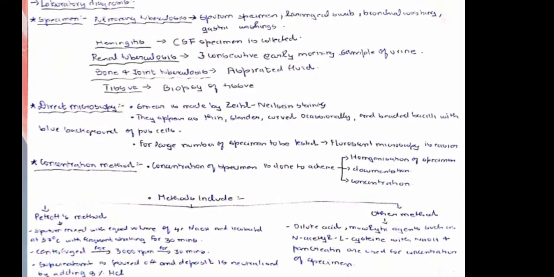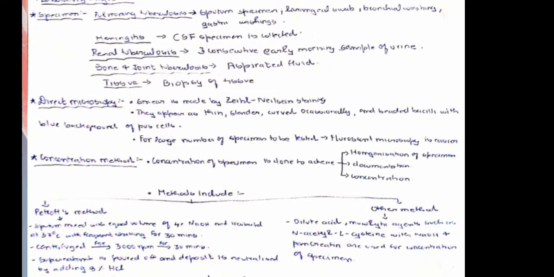Coming to the direct microscopy, how will the smear look? The smear is mainly made with the Ziehl-Neelsen staining. As you have already discussed, it has a mycolic acid coating over it, which resists the staining done with the help of H&E stains. They appear as thin, slender, curved, occasionally beaded organisms with a blue background of pus cells. For a large number of specimens to be seen, fluorescent microscopy is an easier technique.